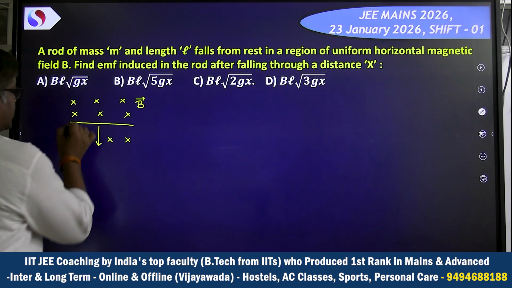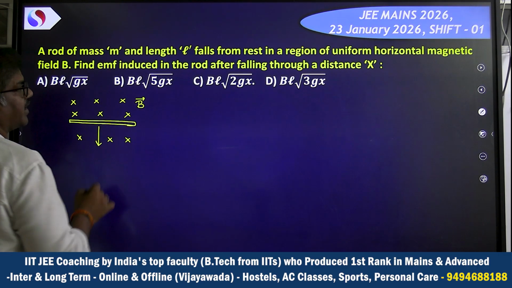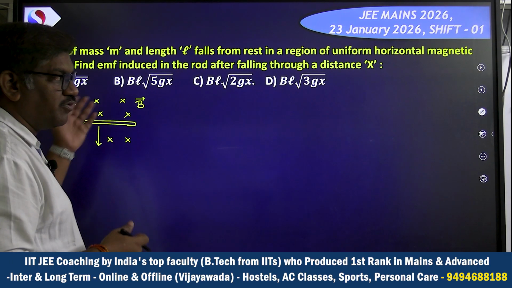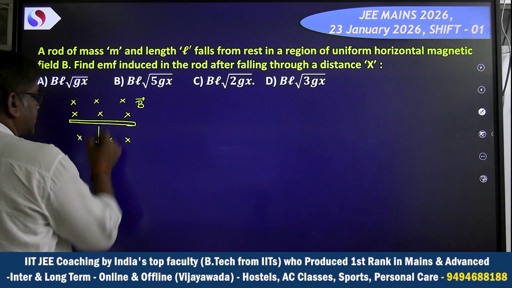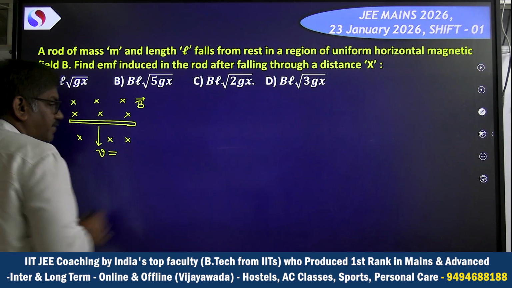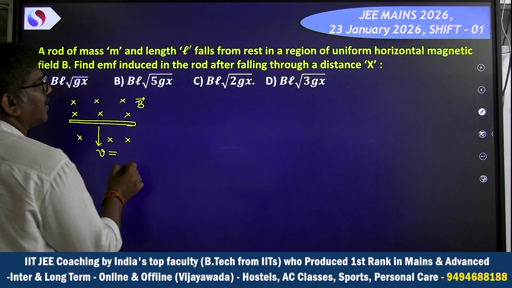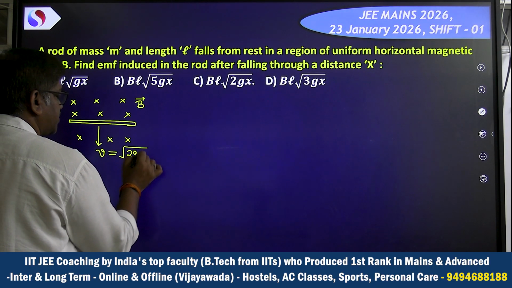Now, since this rod is falling from a height h under gravity, and obviously this loop is not there, there will be no induced current, so there will be no magnetic force. The only force acting is gravity, and because of gravity it is acquiring some velocity. You know that when a body is doing free fall, the velocity after falling a distance x will be equal to root 2gx.